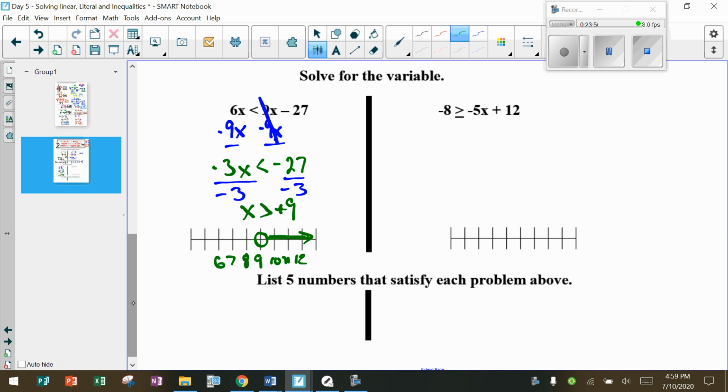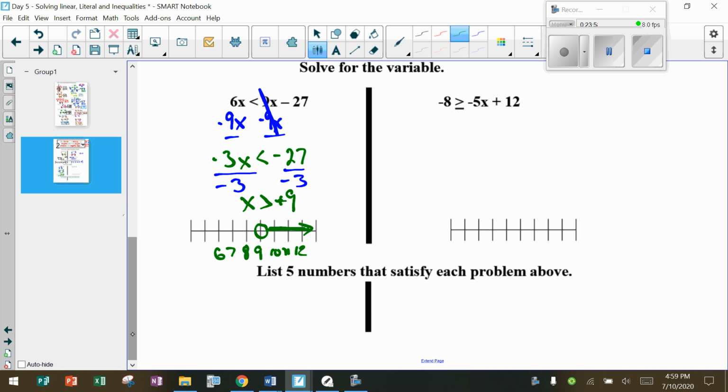The smallest integer, non-decimal number, that makes this true has to be an integer bigger than 9. So it's 10, 11, 12, 13, 14. There's my 5 numbers.